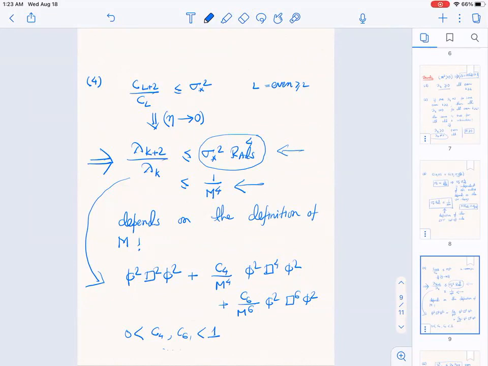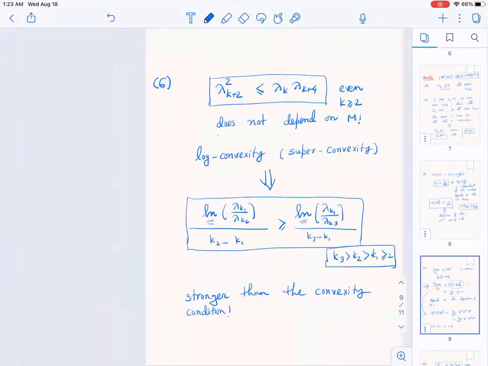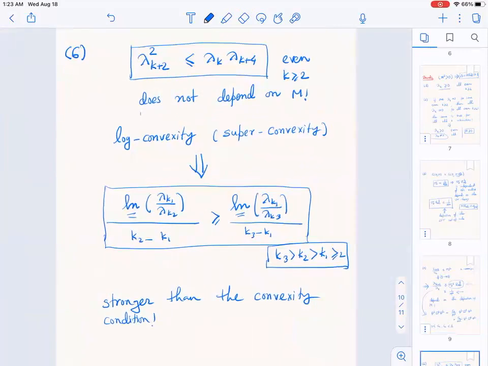So what I mean is, let's say I just take the convexity condition. All it says is that the lambda k should be a log convex function. But a log convex function can actually increase or decrease. So the other condition is basically telling us that it must decrease. Like we have to pick the decreasing function.